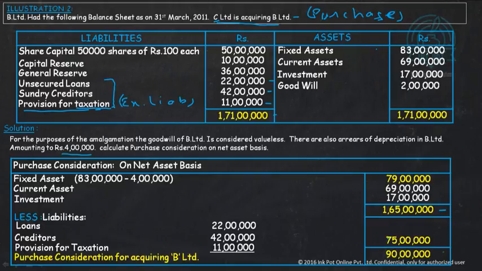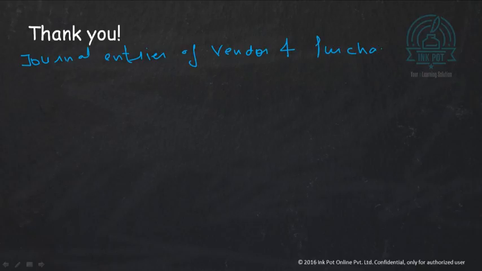In the next, we will talk about the journal entries of vendor and purchaser. We'll also look at the full-fledged questions in the next presentation.